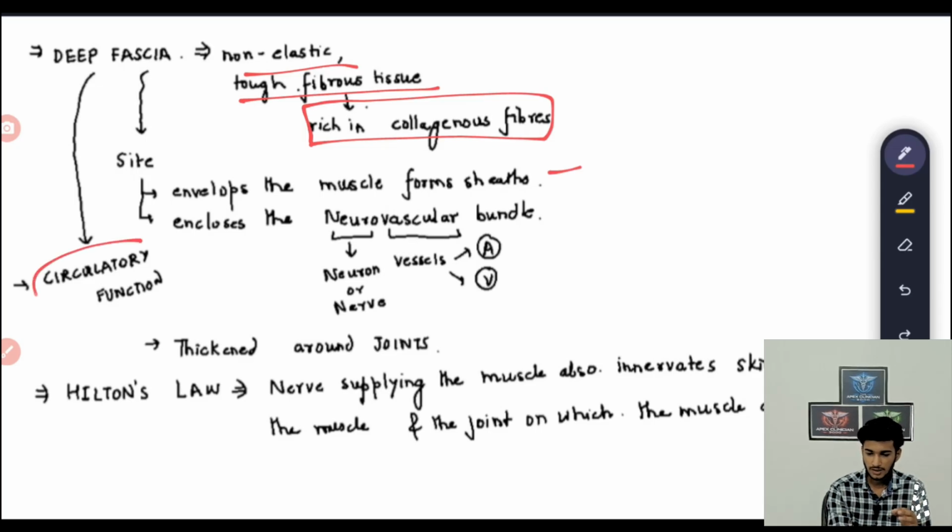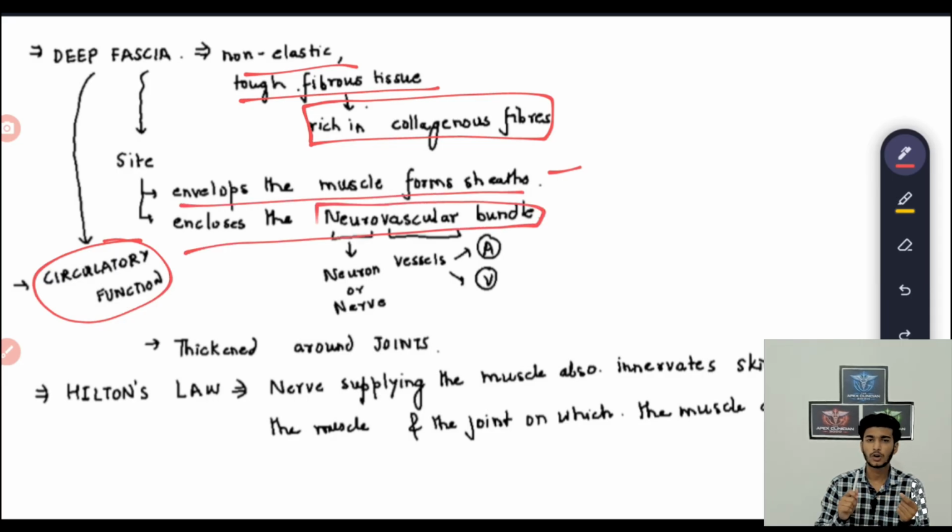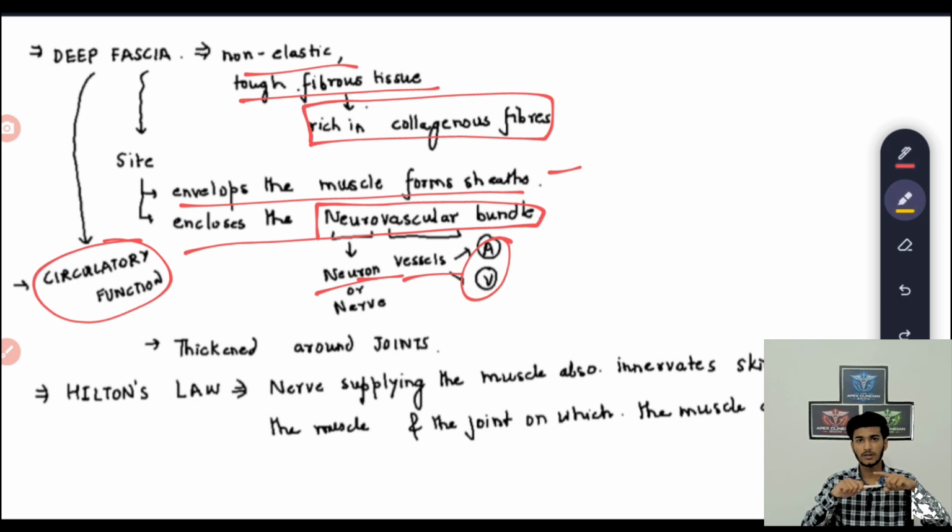So it envelops the muscles, forming a sheath, and it also encloses the neurovascular bundle. So, what is the neurovascular bundle? The nerves and the blood vessels which are present inside the body make up this neurovascular bundle, and the deep fascia surrounds them as a protective layer.